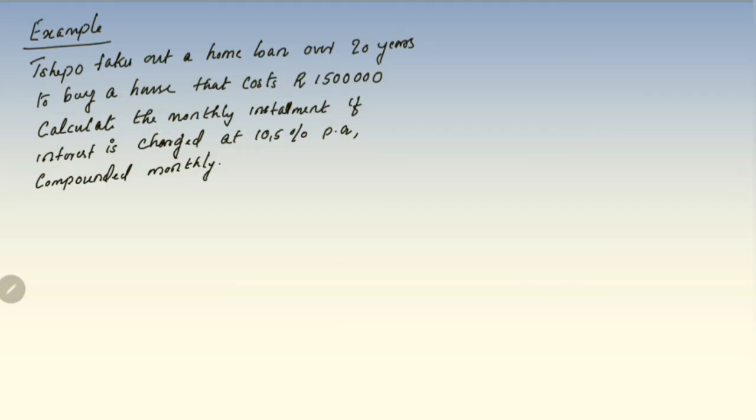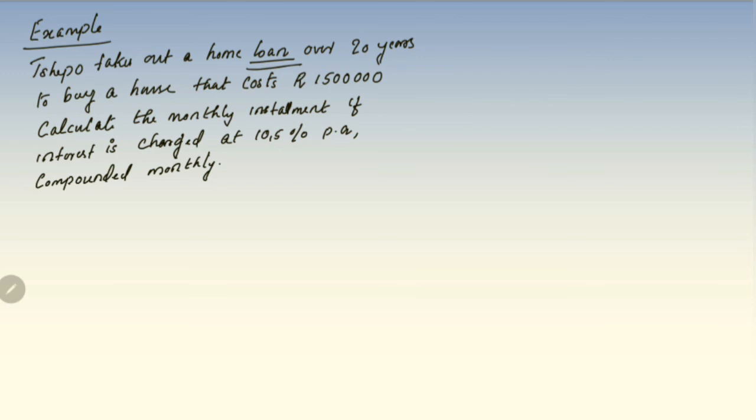Okay, now look at this question. Sapo takes out a home loan over 20 years to buy a house that costs R1.5 million. Calculate the monthly installment if interest is charged at 10.5% per annum compounded monthly. When you read this question, you know that a loan is there, so it is about present value. No need of bringing the future value formula here.